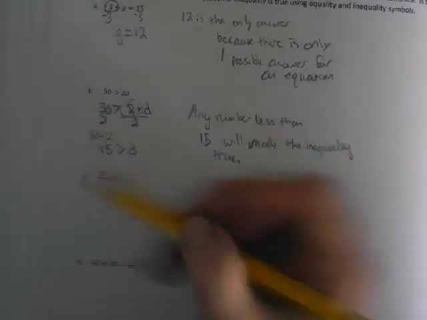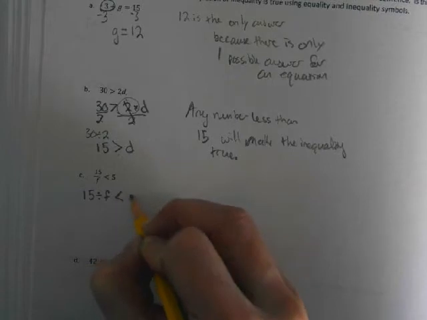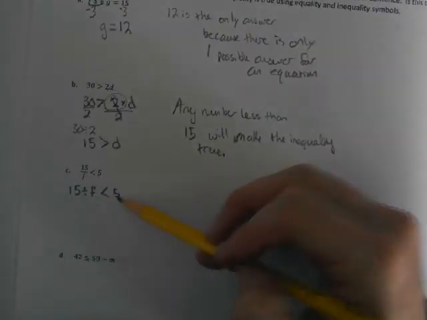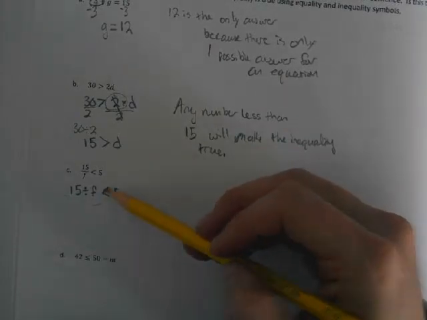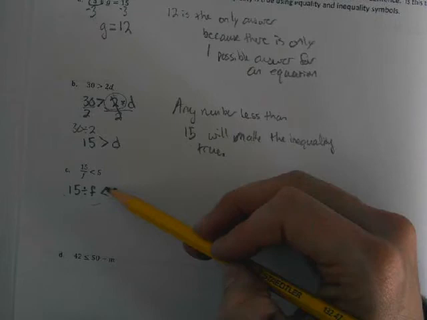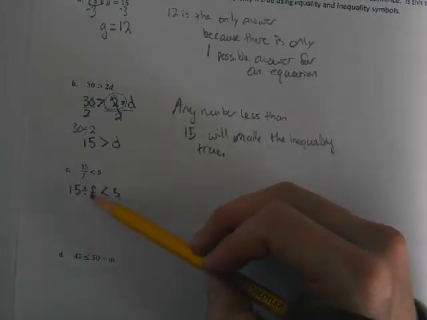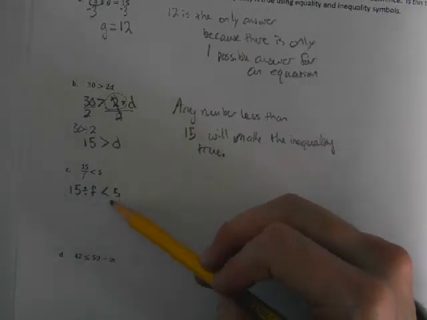Now down here, this statement is actually 15 divided by f is less than 5. And so again, I look at my number and I say, all right, 15 divided by what would be a 5? So 15 divided by 3 is equal to 5, and we need this to be less than that. So let's try 15 divided by 5. 15 divided by 5 is 3, and so that would be less than 5.